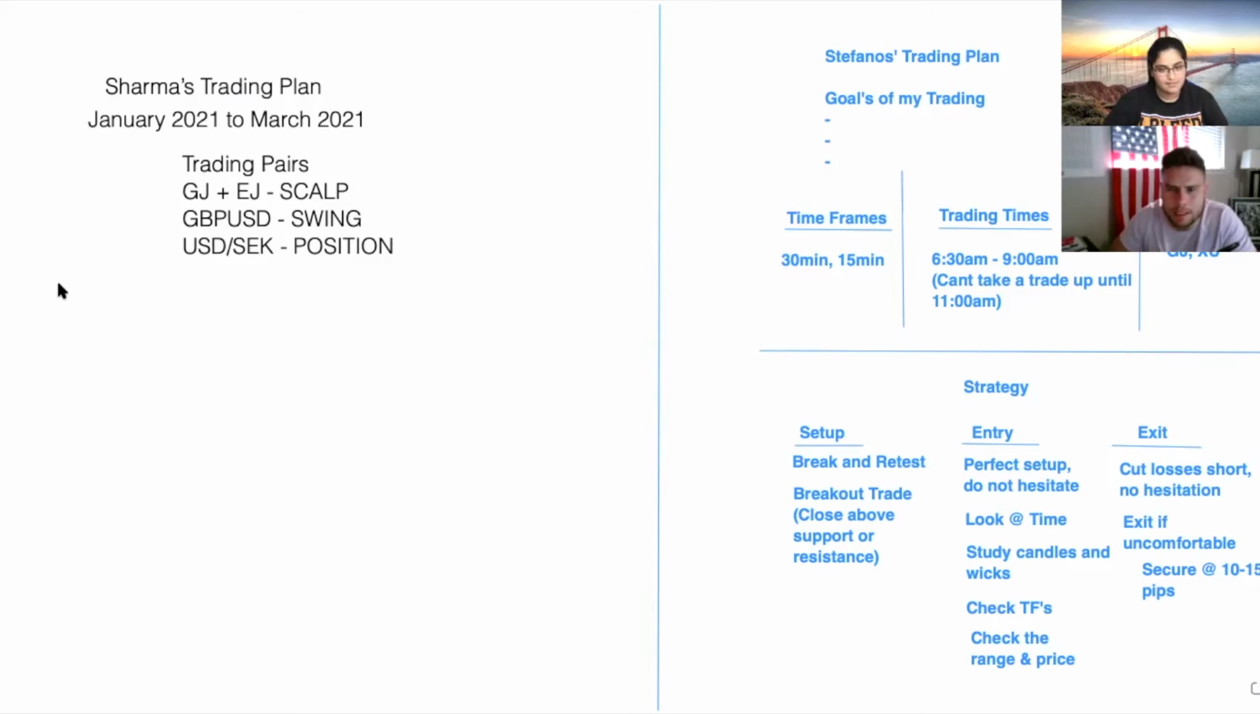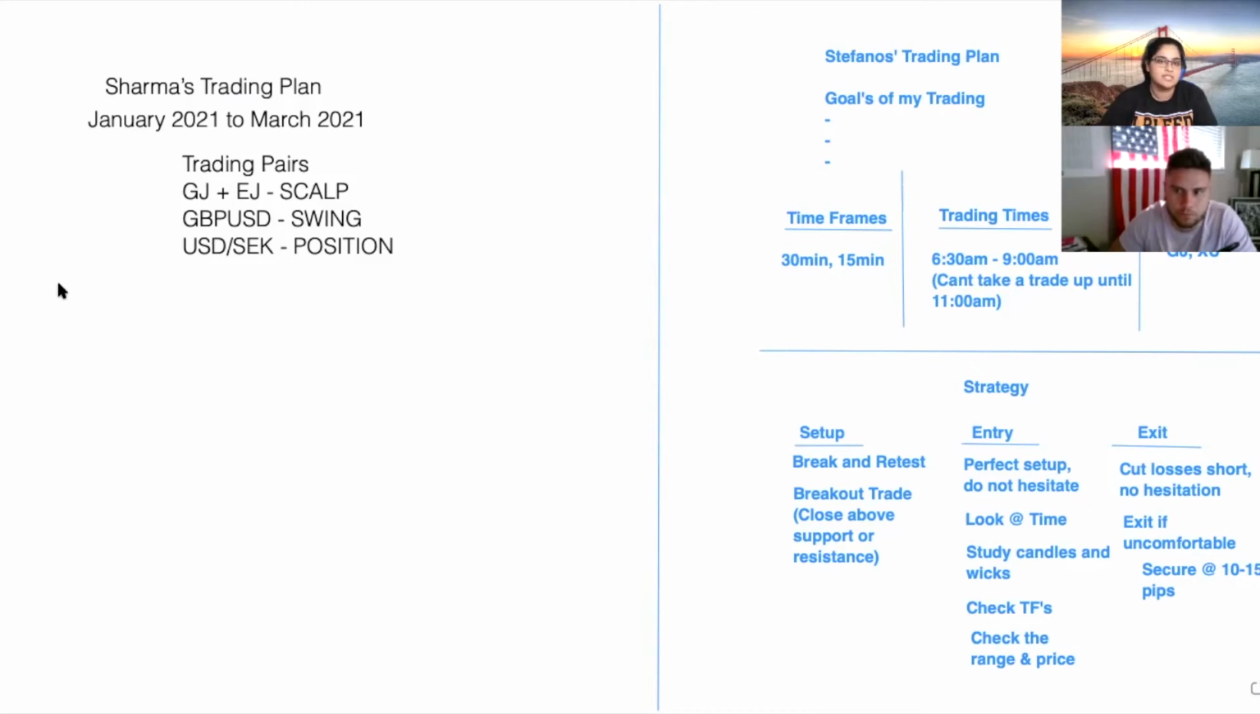Now, why these pairs at that time? So you were saying January to March. This was around Brexit time. Brexit had just gone over, but still we had a lot of volatility during that time. And then even from a USD perspective, this is when Biden came into the office, right? There was a lot of stuff going on with Biden as well and the entire Biden administration.